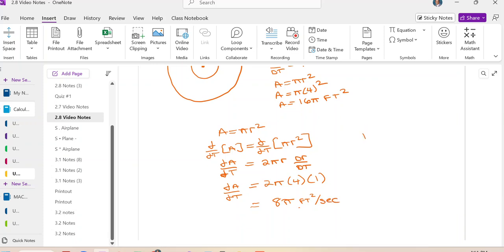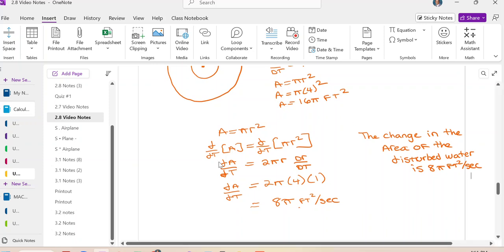So you'd write your sentence: the change in the area of the disturbed water is 8 pi square feet per second.